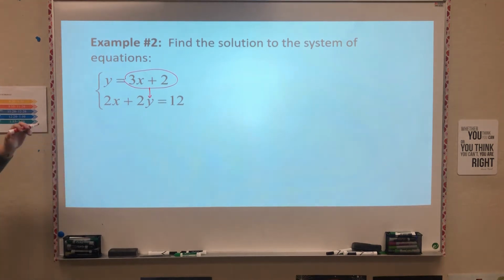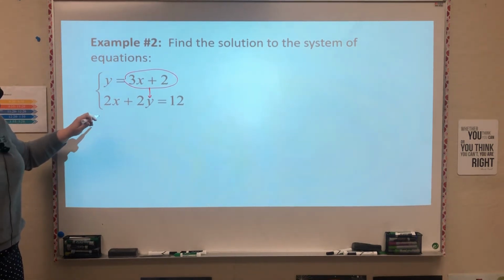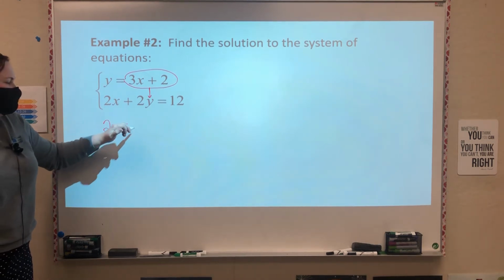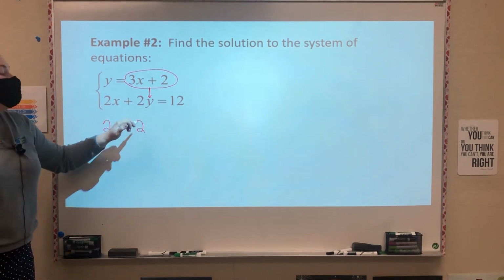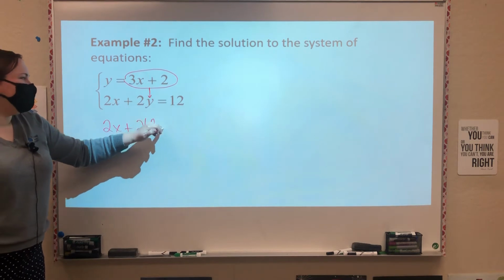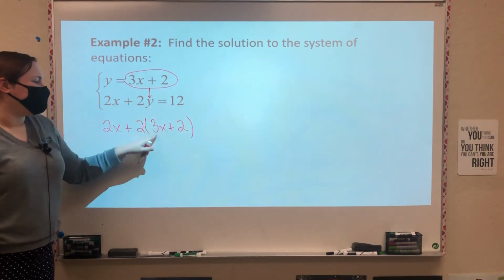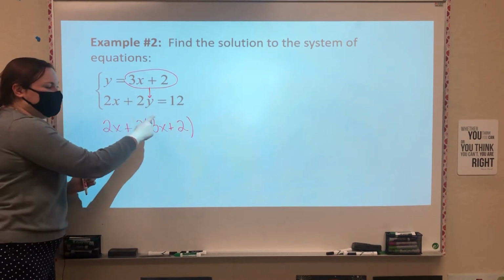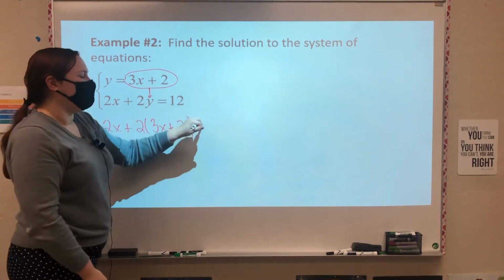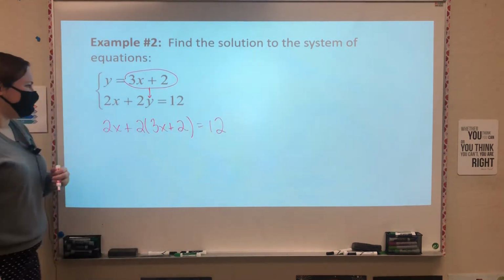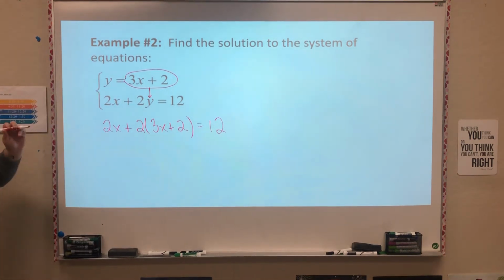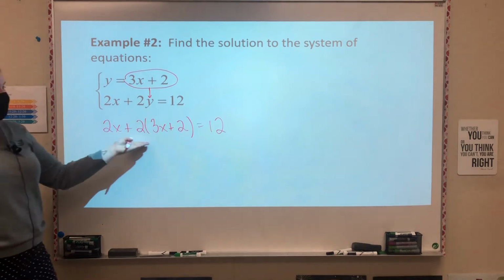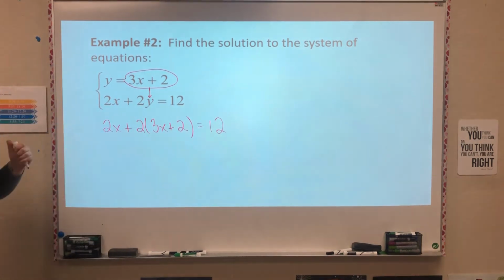When I do that, what is that going to look like? Be like 2x plus 2 parentheses, 3x plus 2. Nice. Because there's multiple terms there, we need those parentheses to show I'm multiplying 2 by all of y. And then equals 12. Nice. Once we've got that, now we're in the same place as before. I've got this beautiful looking equation. What can I do?